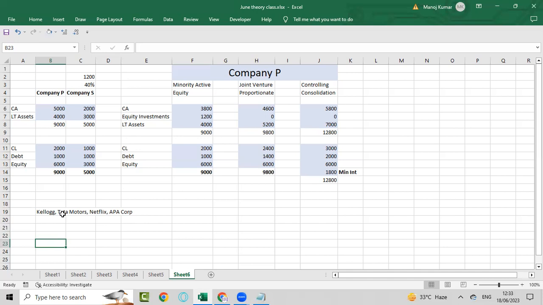Clear? So you decide, because all 4 models I have recently taught in the last 4 batches. So the cycle starts from Kellogg's, but I am thinking not to teach Kellogg's from now onwards. 1 model will be covered, 3 models you have to do yourself.